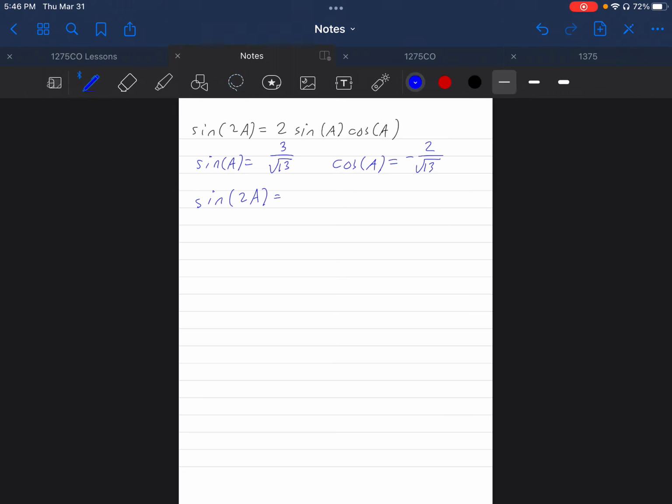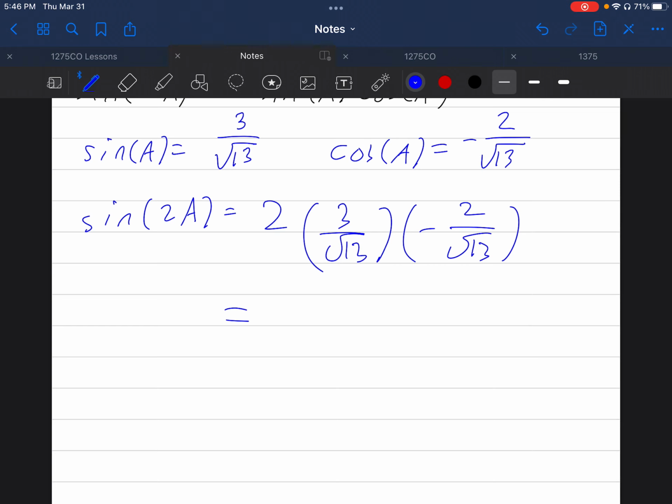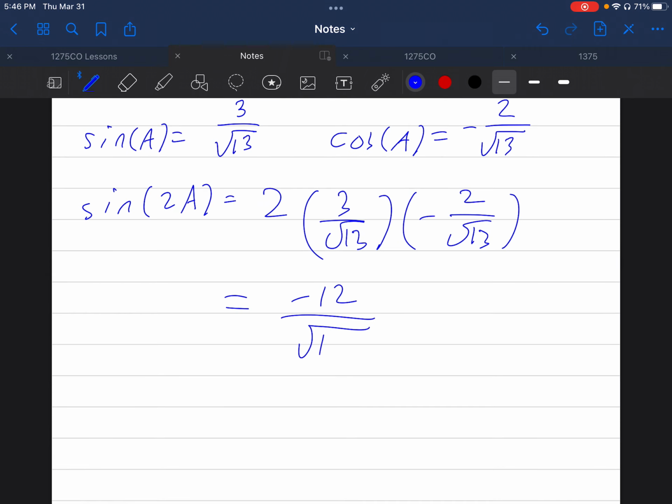So now we can just plug in the values that we know. That's going to be 2 times 3 over radical 13 times negative 2 over radical 13. Multiplying the numerators together, 2 times 3 times negative 2 is equal to negative 12. Multiplying the denominators, that's the square root of 169. That's going to be negative 12 over 13 because the square root of 169 is equal to 13.